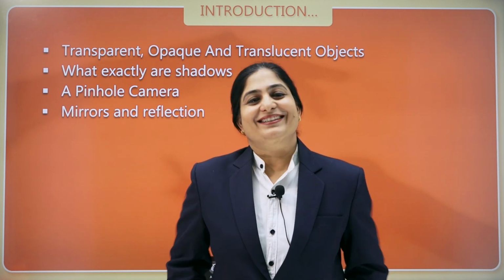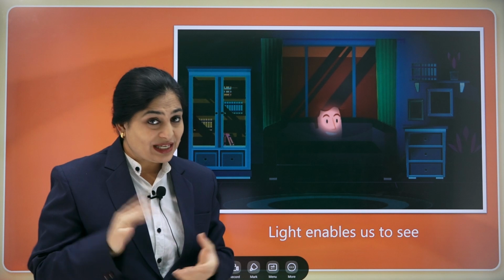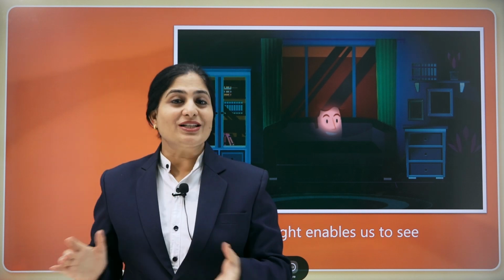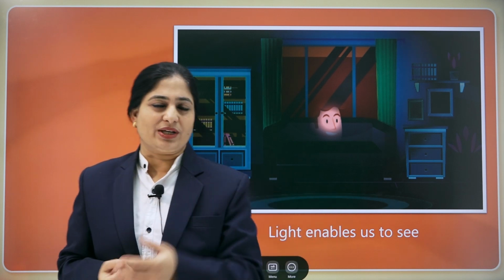Let's start. Let me ask one thing. Have you ever tried to see in the dark? Suppose you are in a dark room, there is no light. Can you see something? No, you cannot see without light. There are so many things that we see all around us. You can see a tree, your table, chair, pen, book, copy, your computer, your phone. A number of things you can see.